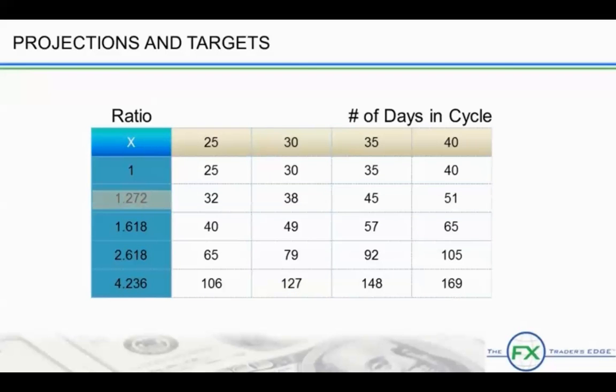The table shows the Fibonacci ratio in the left column and the number of days in the cycle across the top. Of course, if the distance in time or number of days is part of the Fibonacci sequence itself, then multiplying the Fibonacci sequence number by a 1.618 ratio will produce the next number in the Fibonacci sequence anyway. Notice that the Fibonacci extension ratios go from 1 to 1.272 to 1.618 to 2.618 to 4.236.